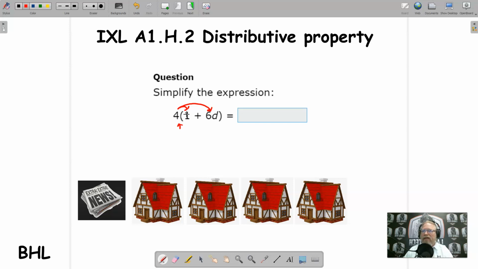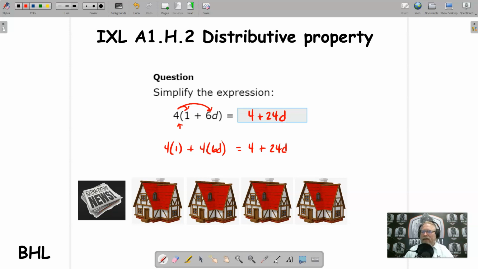So this means to multiply 4 times 1, so I'm going to do 4 times 1, and also 4 times positive 6, or we could just say plus 4 times 6D. We can't forget the variable there. Got to take the variable along for the ride. So let's multiply 4 times 1 to get 4, and let's multiply 4 times 6 to get 24. And we still need that variable D. The variable goes along for the ride. So we end up with 4 plus 24D.